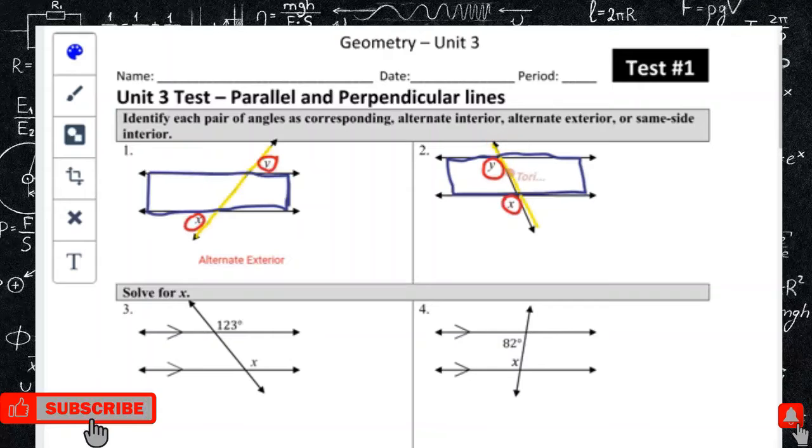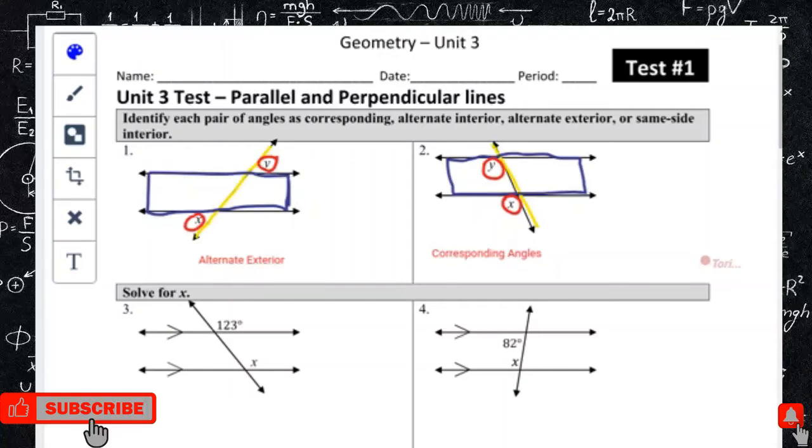So you know every time two lines cross, it creates 4 sections. We have top left, top right, bottom left. Angle Y is in the bottom left. Let's check where X is. If we do the same thing, we have a top left, top right, bottom left. X is in the bottom left as well. So since they both are in the same position, they are going to be corresponding angles. Okay, so that's number 1 and number 2.